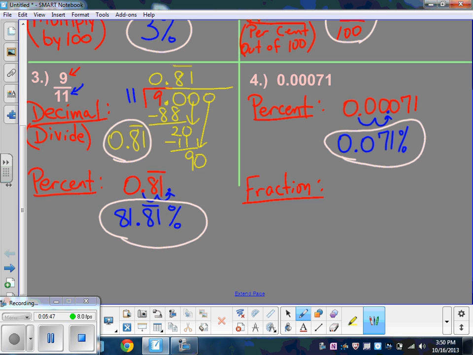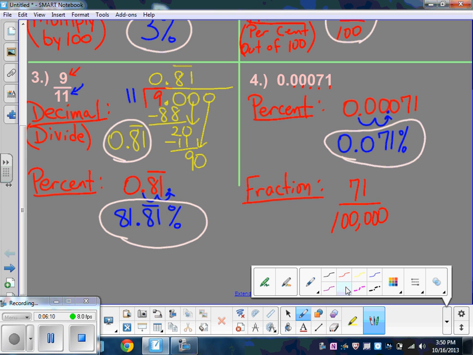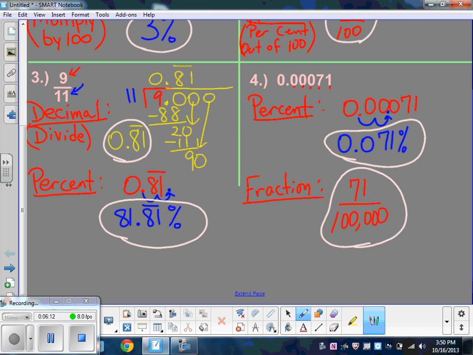Let's talk about a fraction now. Once again, we count how many decimal places we go out in our decimal. 1, 2, 3, 4, 5 places, which means tenths, hundredths, thousandths, 10,000ths, and 100,000ths. That means we have 71 100,000ths. And of course, if we could simplify that, we would. In this case, once again, our numerator and denominator are relatively prime.